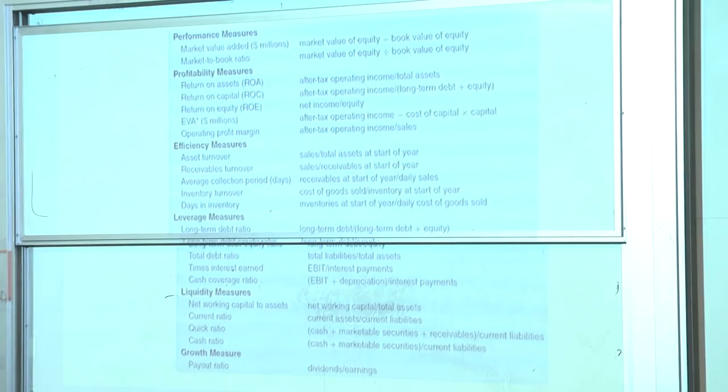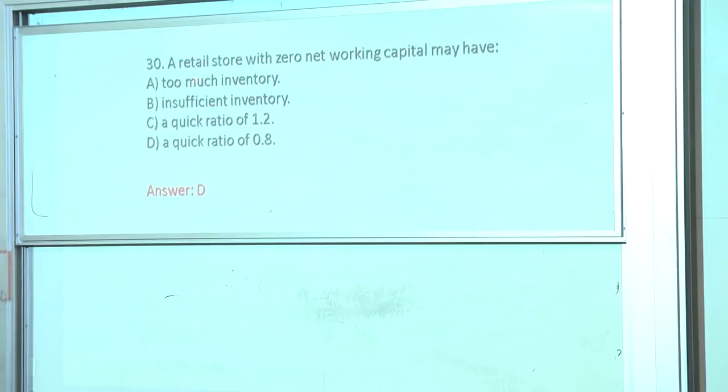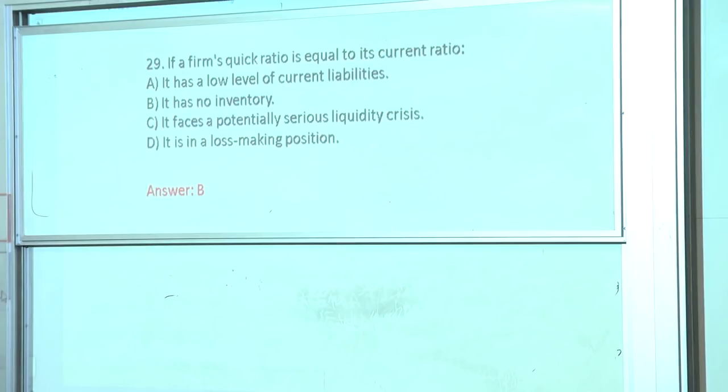Turnover and all these ratios, the debt ratio. There could be multiple questions on the liquidity measures. There are some interesting questions. Say a retail store has zero net working capital, meaning current liabilities equal current assets. If they are equal, they can have a quick ratio lower than 1, because the quick ratio is current assets minus inventory, so you subtract some part, but divide by the same current liabilities. So the ratio should be less than 1.